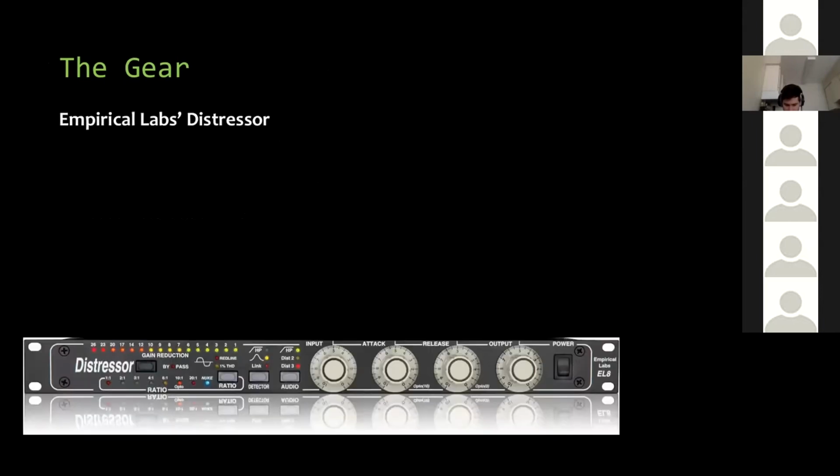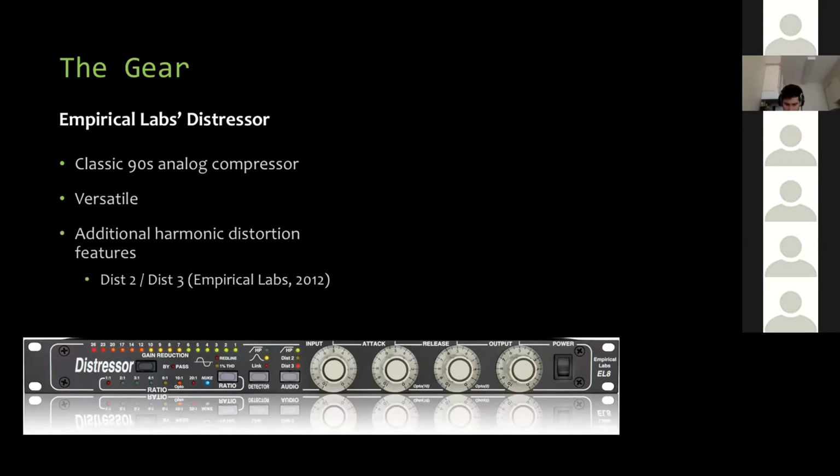For my study, I focused on one specific compressor, the versatile Empirical Labs Distressor. Straight out of the 90s, the Distressor quickly became a studio staple. With its 8 ratio options, each ratio was essentially a different compressor due to its character. It was one of the most versatile compressors available, and with enough playing could color any type of signal from a growly bass to a mellow acoustic guitar. It also had the options for additional harmonic distortion with its Distortion 2 and Distortion 3 features that added either even or odd harmonics to the output signal.